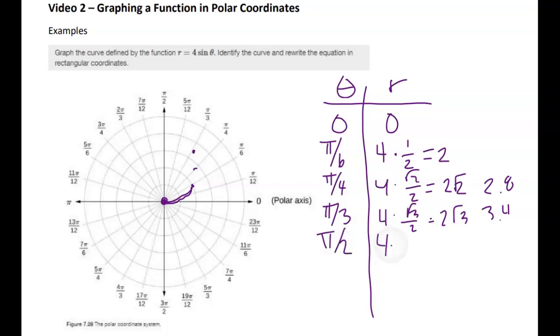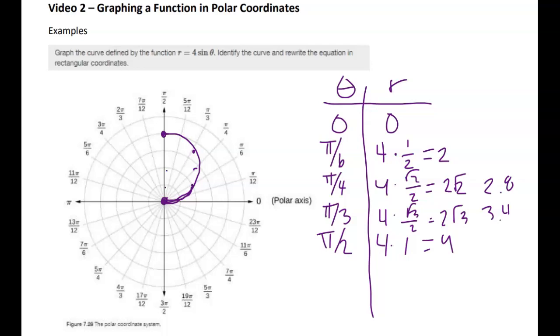Pi over 2 is going to be 4 times 1. 1, 2, 3, 4. Okay, perfect. And so you'll kind of see that we get this shape like that. Now, sine continues to be positive, right, in the second quadrant.